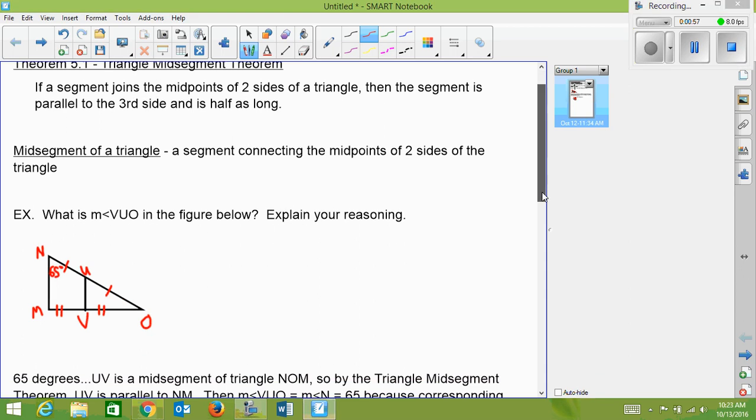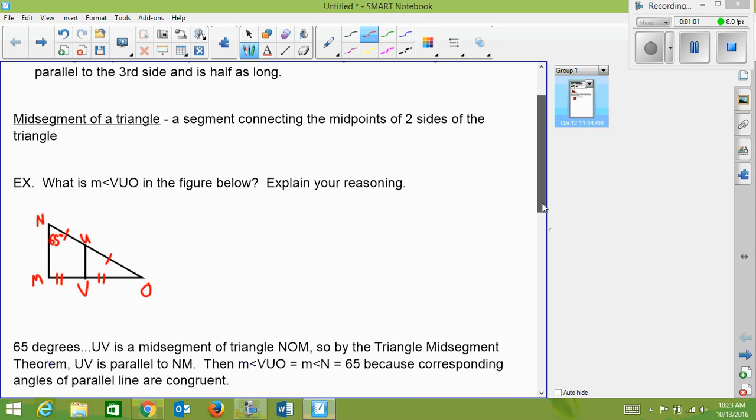So here's how I wrote it out. It's 65 degrees because UV is a midsegment of triangle NOM. So by the triangle midsegment theorem, UV is parallel to NM. So the measure of angle VUO equals the measure of angle N equals 65, because corresponding angles of parallel lines are congruent, which is exactly what I just said, but that's how you write it typed out.